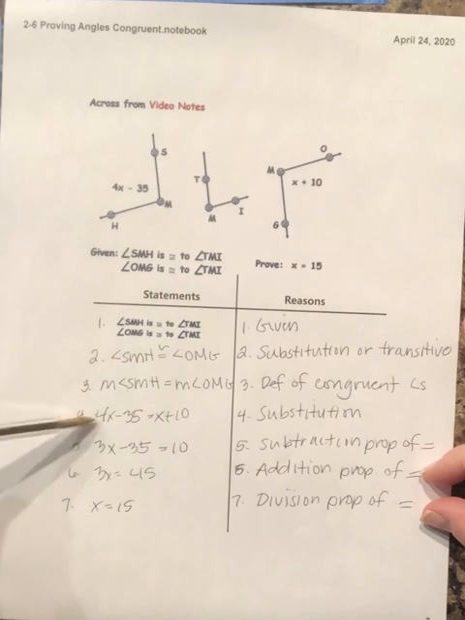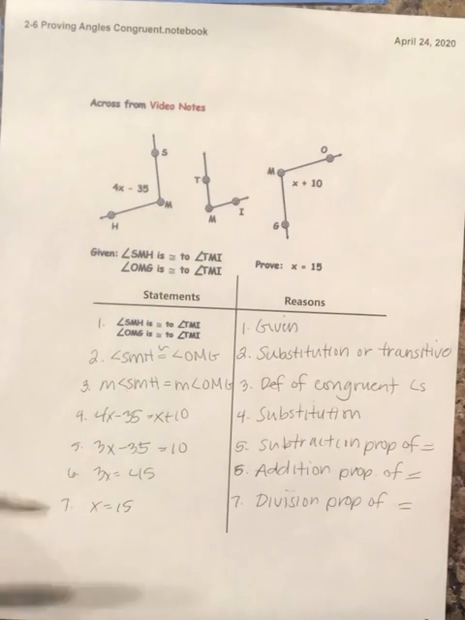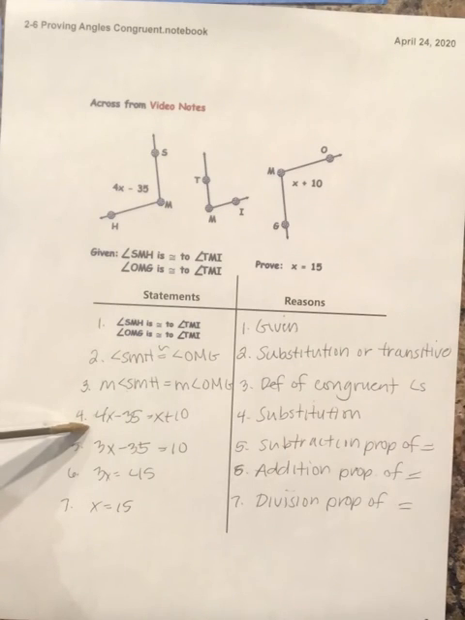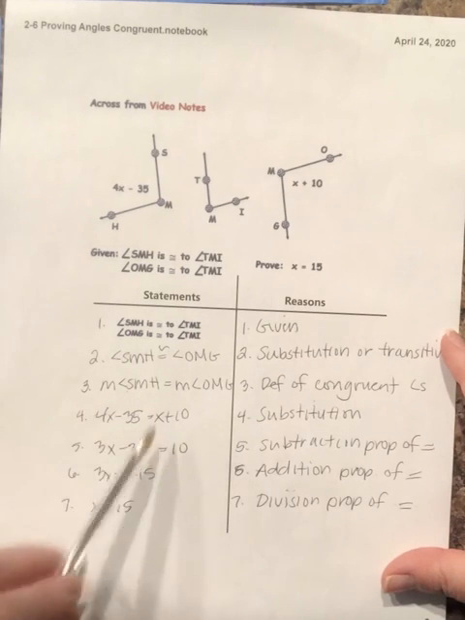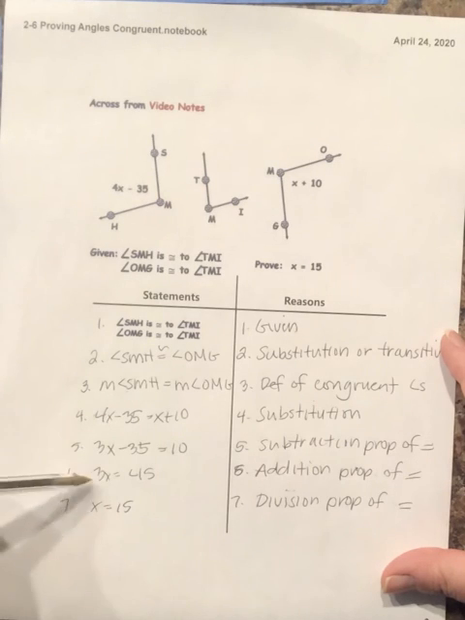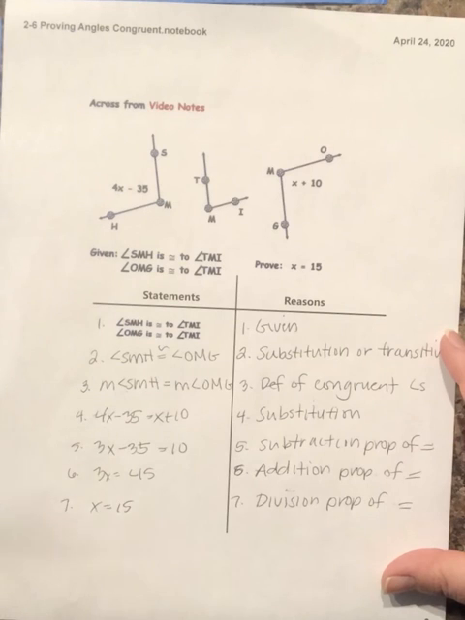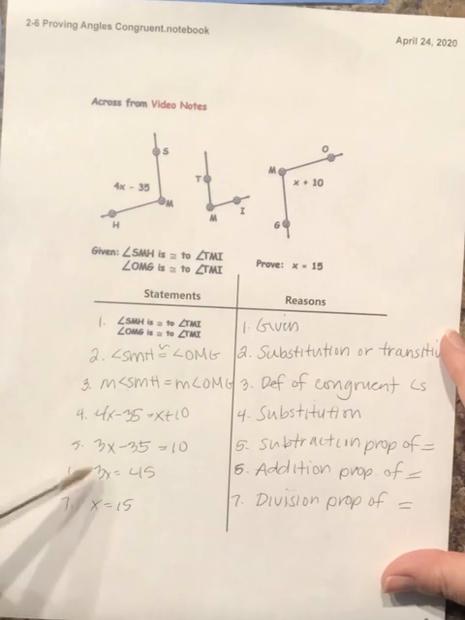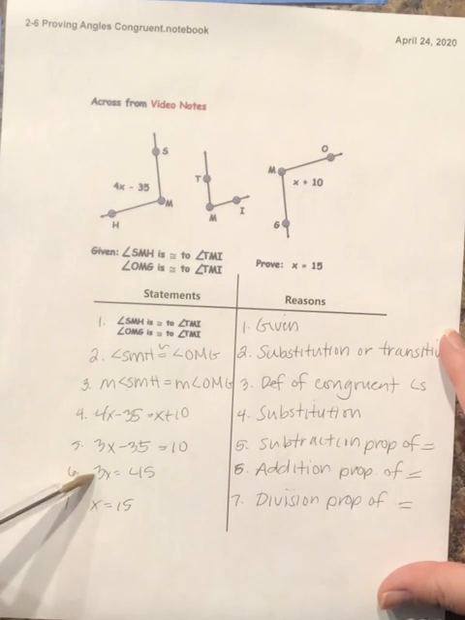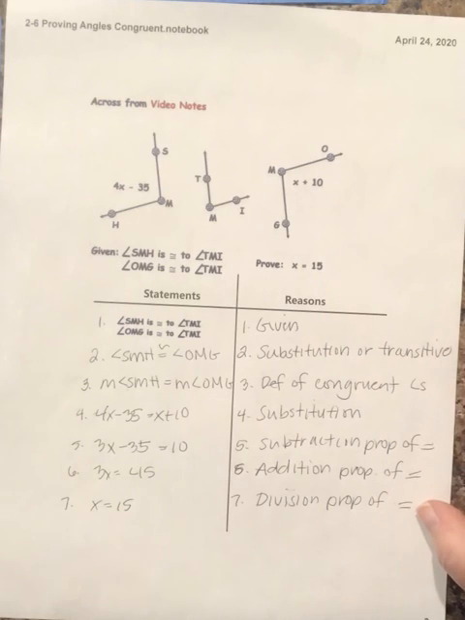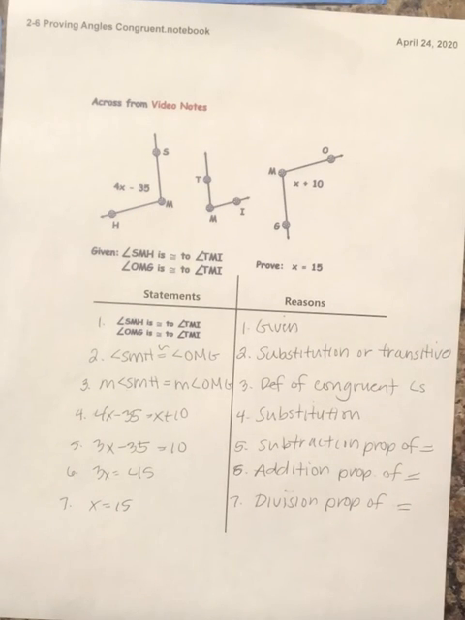I wouldn't have wanted to do both of these in one step. If I were actually solving this equation, I probably could have brought my x this way, brought my 35 that way, and gotten to here all in one step. But because I had two different properties involved, I had to separate out those steps. And then lastly, how I get from 3x equals 45 to x equals 15 is by dividing both sides by 3, and that's why my reason is the division property of equality. And I have proven what I was supposed to, so I am done.